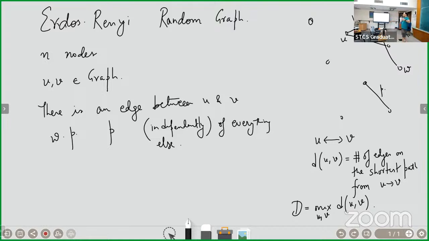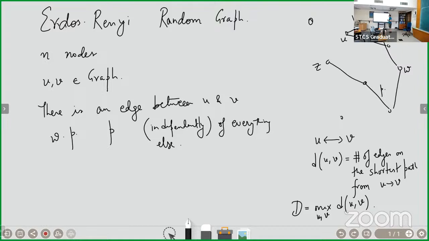That's the farthest number of edges I have to travel to go from any node to any other node. It's just a distance metric. So in this case, U and W are connected by a path which has length 2. Right. Now suppose I connect this guy.